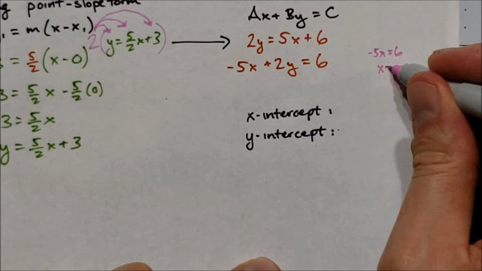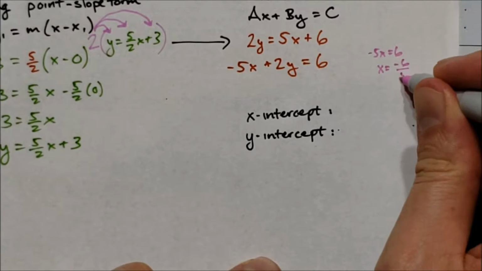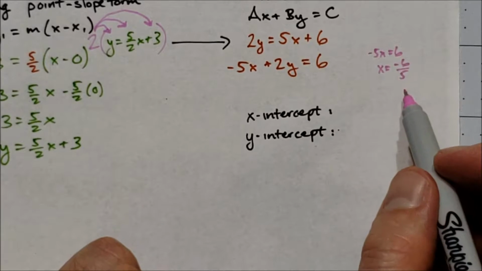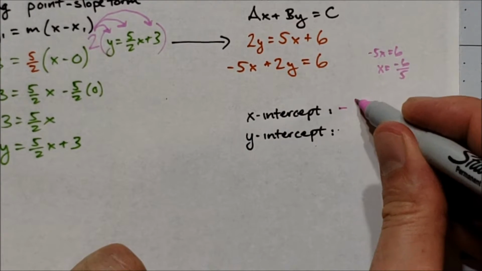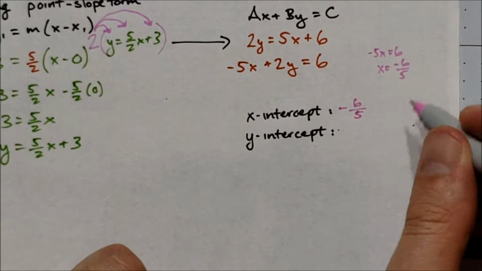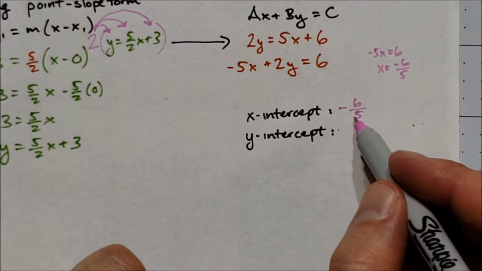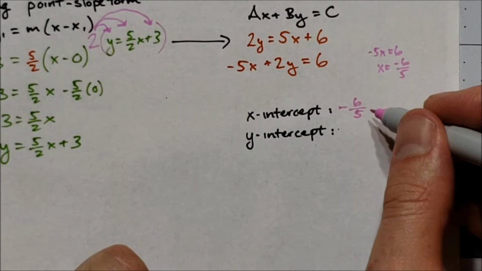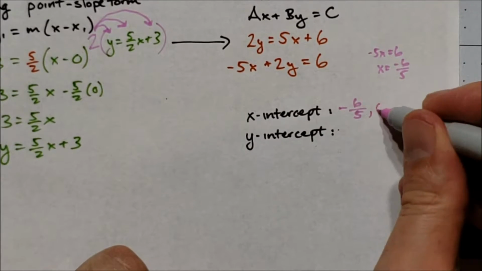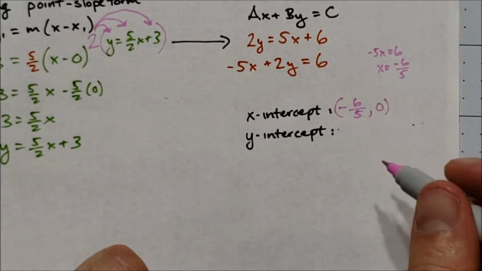Solve for x: x equals negative 6 over 5. That's going to be our axial intercept for the x-axis. So x equals negative 6/5 is our axial intercept. Or we can say that's (-6/5, 0) as a point.